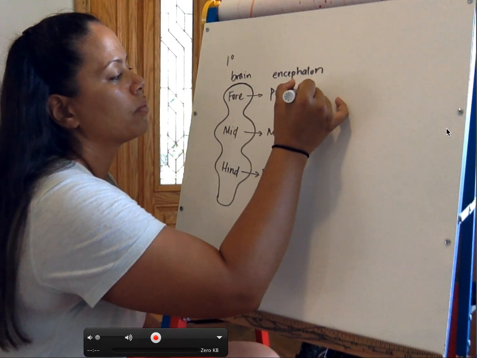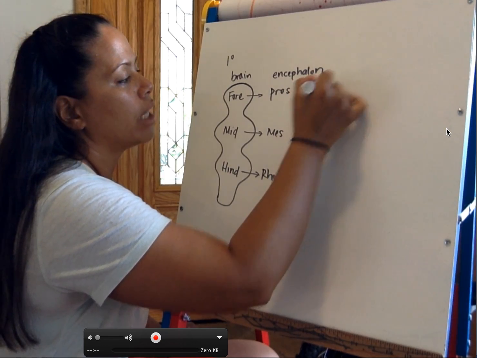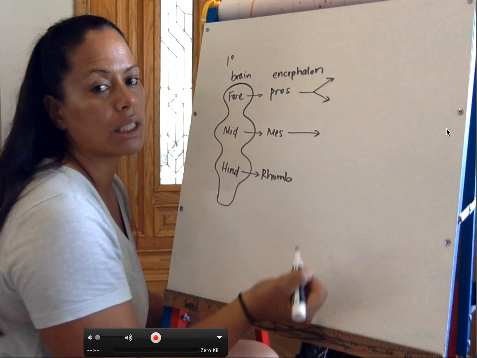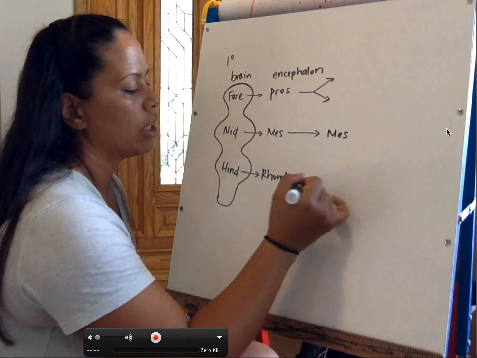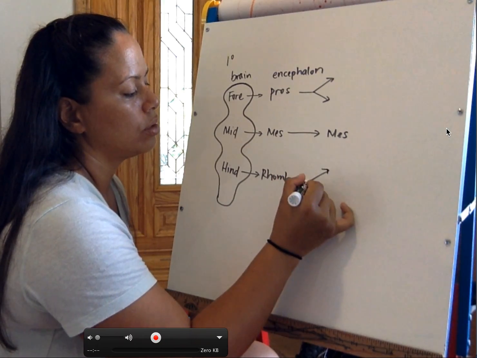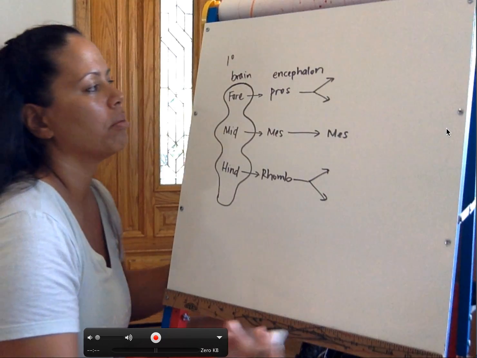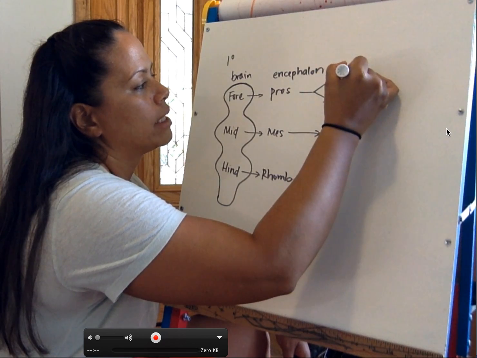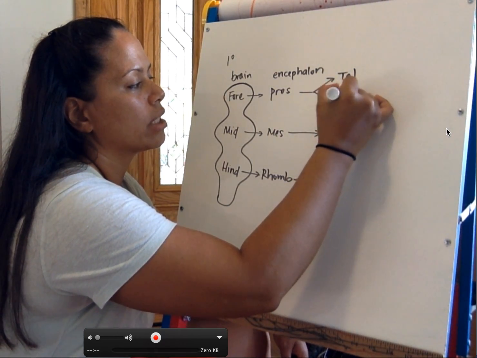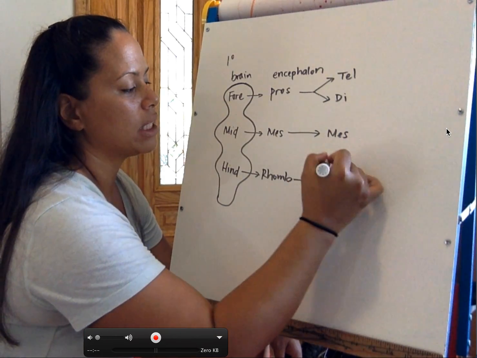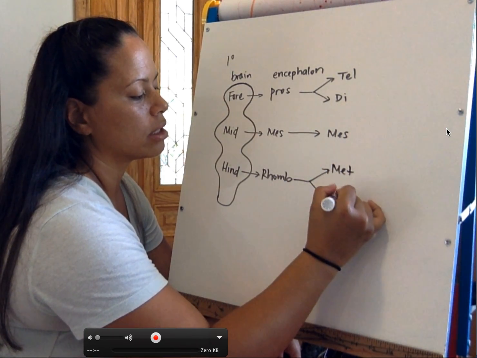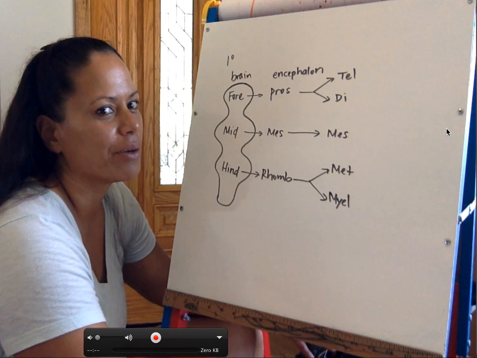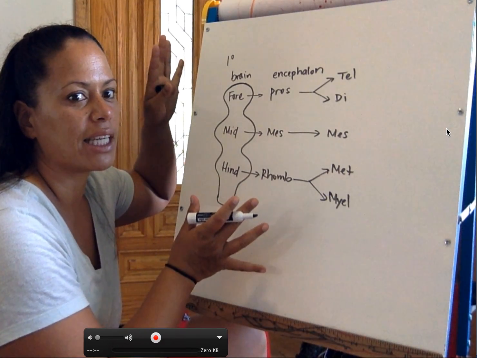And encephalon becomes secondary structures. So the prosencephalon actually splits to become two different. The mes, fortunately, stays the same as mes. The rhom also splits to become two. And so how I remember this is: tell your sister Diana that Mazinda met Miles. So tell Di that Mazinda met Miles. That's how I remember it. That's the only way I could remember it. Otherwise, you can kind of get lost in this.